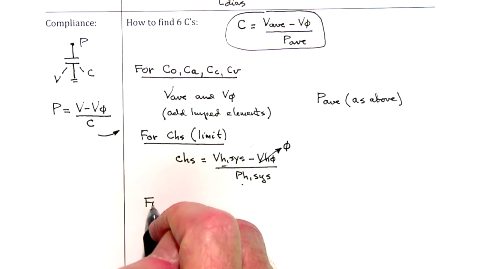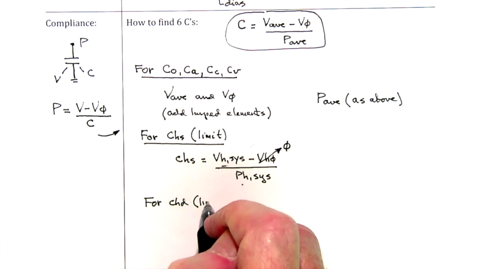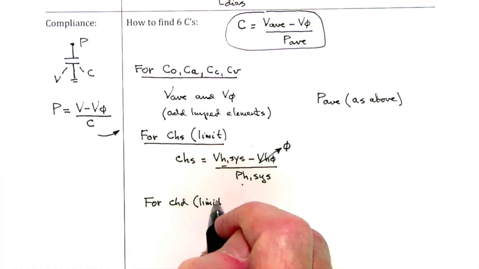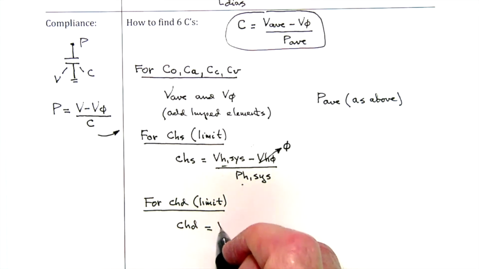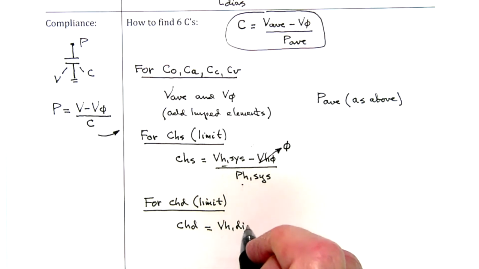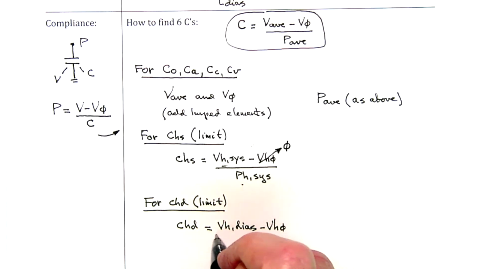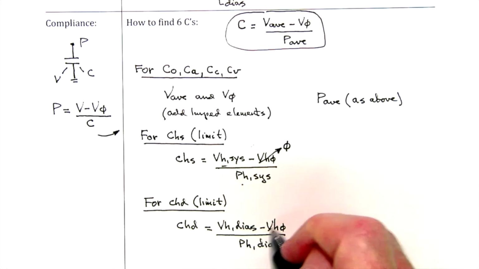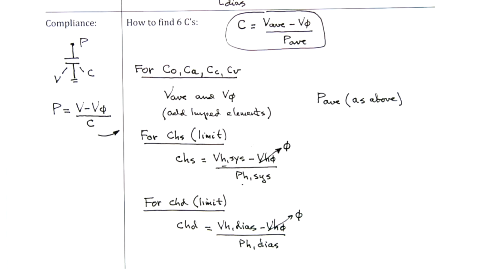For C sub hd, which again is the upper limit of C sub h, we'll put in diastolic times. C sub hd, therefore, is the volume of the heart during diastole minus the residual volume of the heart divided by the pressure in the heart during diastole. Well, immediately we can get rid of the residual volume of the heart. We've said that we're going to let that be equal to 0.